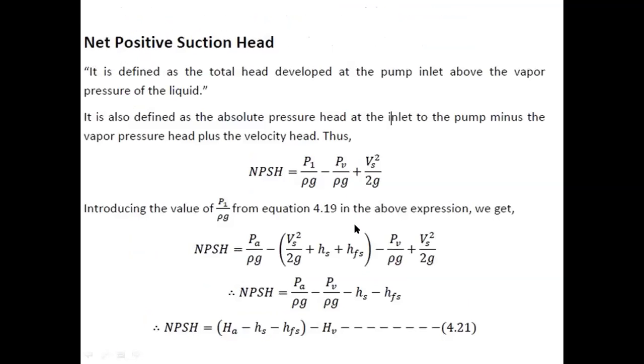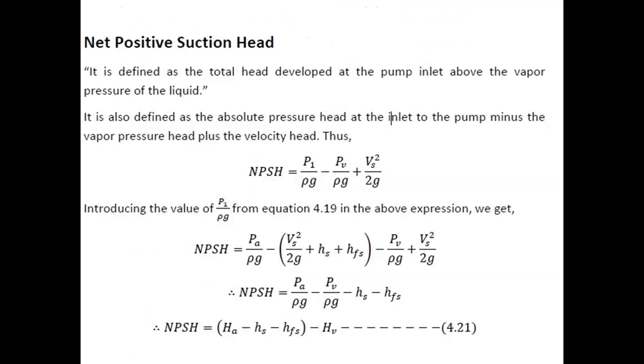So net positive suction head is defined as the total head developed at the pump inlet above the vapor pressure of the liquid. It is also defined as the absolute pressure head at the inlet to the pump minus the vapor pressure head plus the velocity head. Thus, NPSH = P1/ρg − PV/ρg + Vs²/2g.